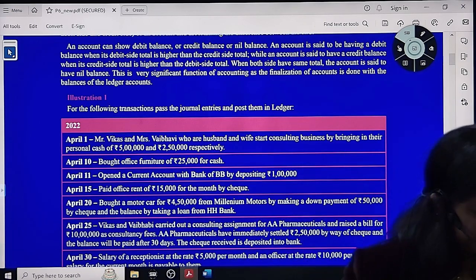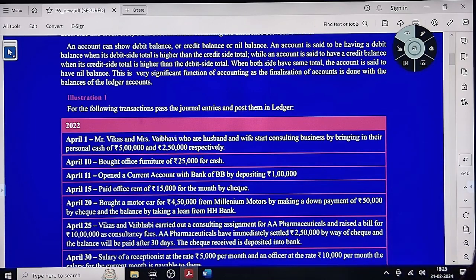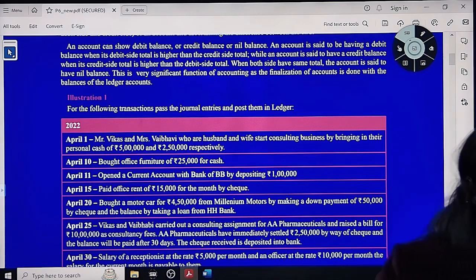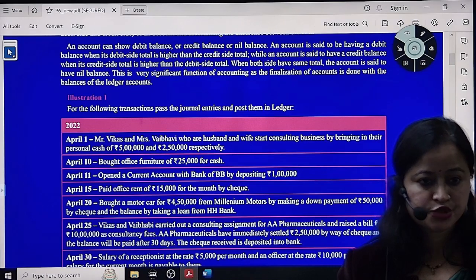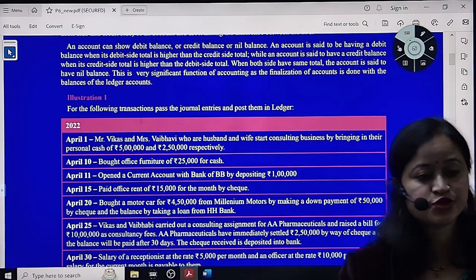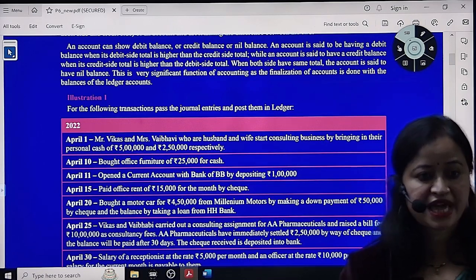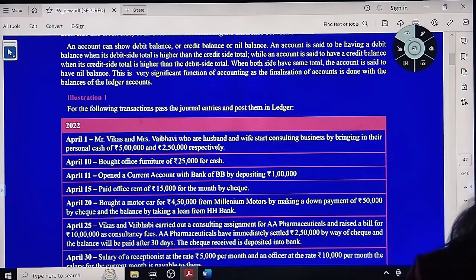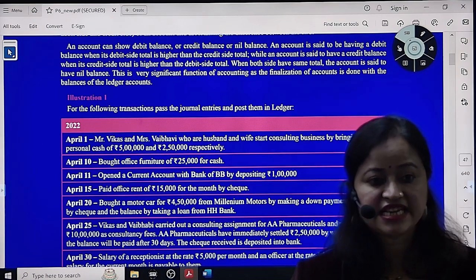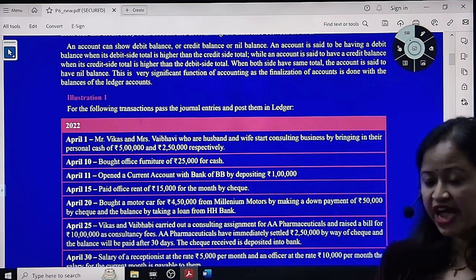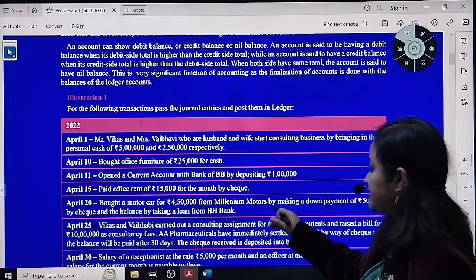Now check it. Bank account debit 2,50,000 because they have received through check. Okay, and AA Pharmaceutical will be giving. Right, not yet paid, they will be paying. So we are debiting AA Pharmaceuticals to consultancy fee. So consultancy fee is an income for them. So that's why we are crediting. So that is April 25.